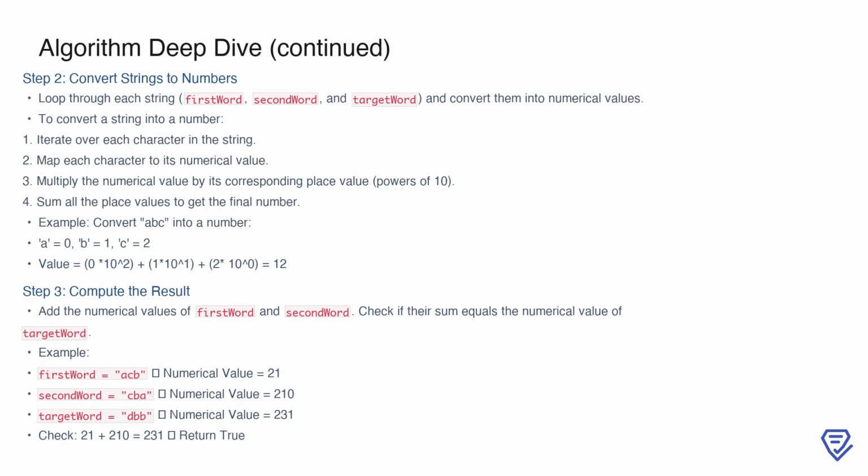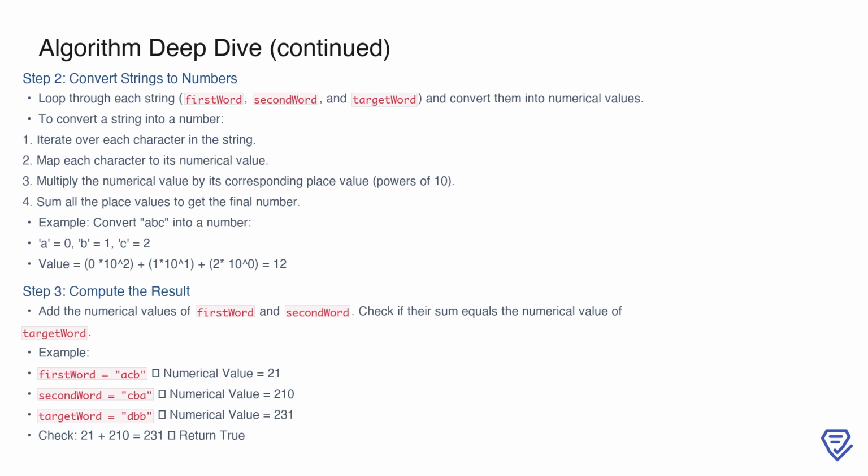To do this, we iterate through each character in the string, map it to its numerical value, and then use place value calculations to construct the final number. Each character's numerical value is multiplied by its place value, which is determined by powers of 10, and these are summed to get the complete number. For instance, given the string ABC, A maps to 0, B maps to 1, and C maps to 2. The numerical value is calculated as 0*10^2 plus 1*10^1 plus 2*10^0, which equals 12.